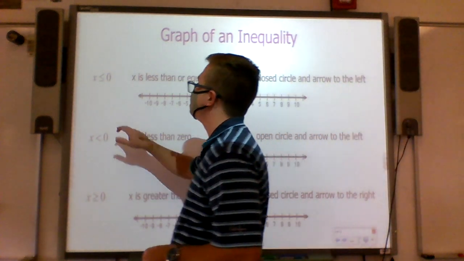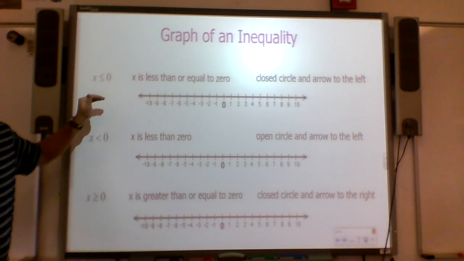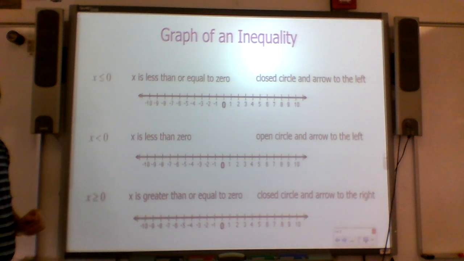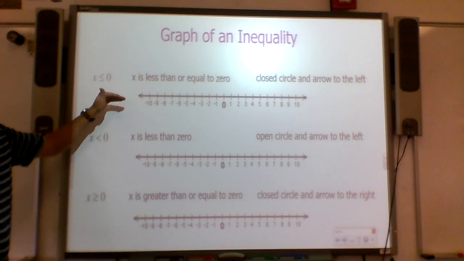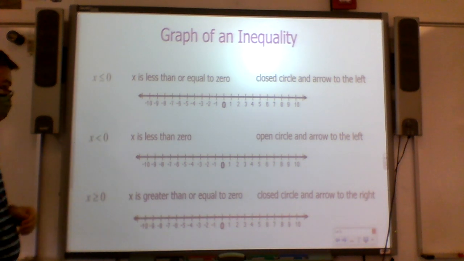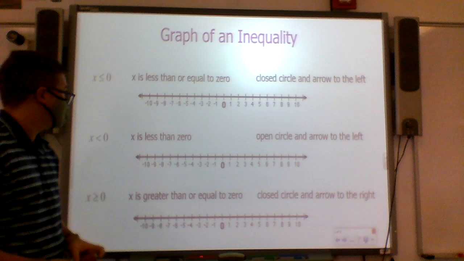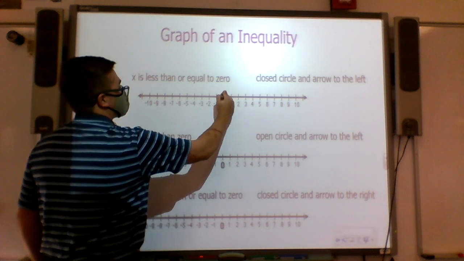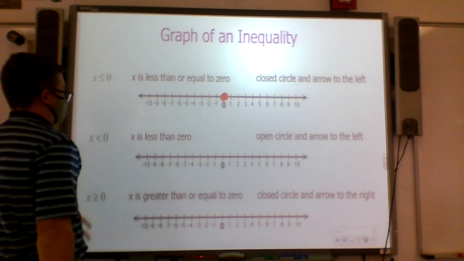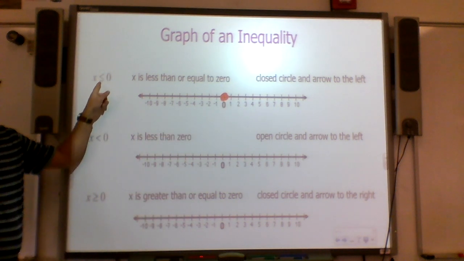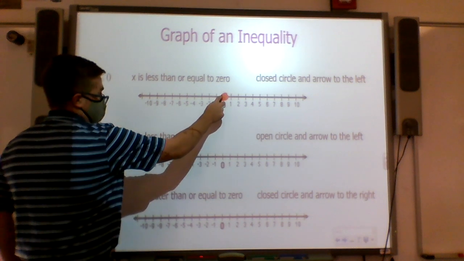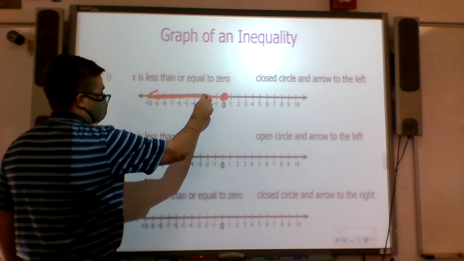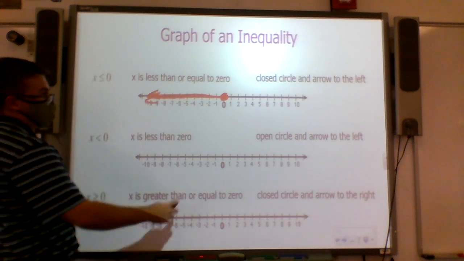The first one is x is less than or equal to 0. Now to graph that on a number line, because you're going to have to be able to graph these on a number line, it would be a closed circle on 0. And then since it's all of the x values that are less than or equal to 0, we would shade it to the left. Sometimes you'll see it where it's shaded on the actual number line like this.